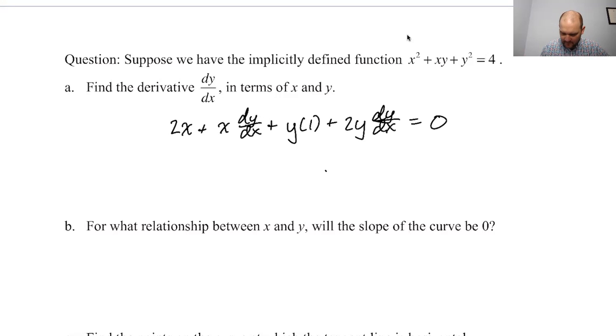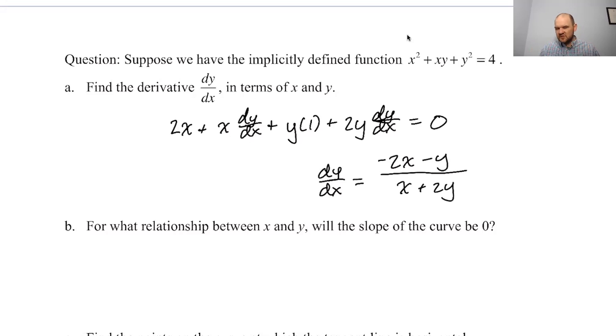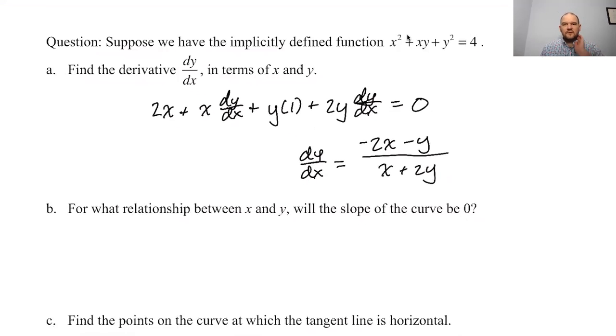So I'm going to subtract 2x from both sides, subtract y from both sides, and then divide by the two coefficients of dy dx. It's x and plus 2y, so divide by x plus 2y. It's got a nice symmetry to it, but I don't think there's anything we can really do with that. So let's look at the next part.